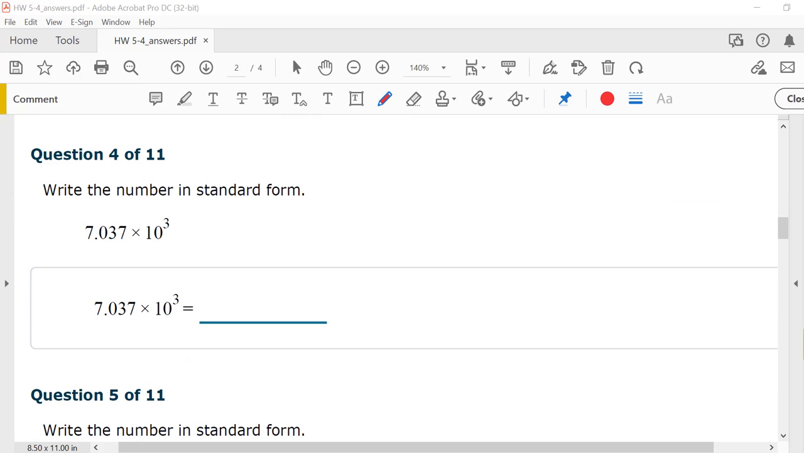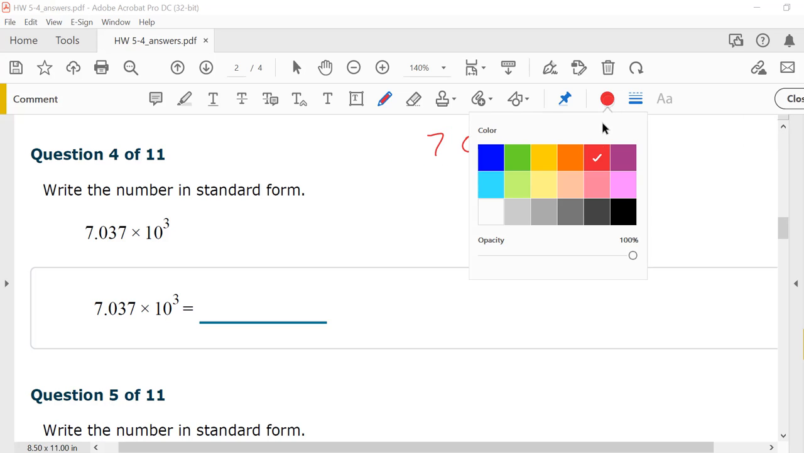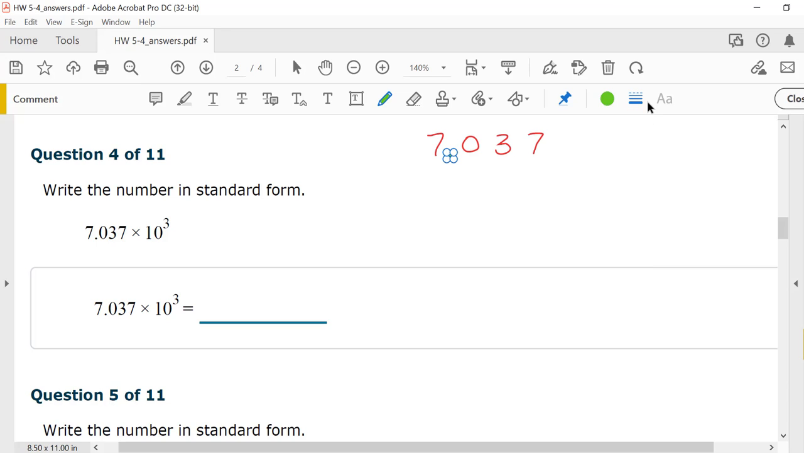Question 4. Write the number in standard form. So they give it to you in scientific notation. They ask you to write it in standard form. So 7037. Okay, in scientific notation, the decimal point is here. But it says to do times 10 to the third. Okay, this is a positive number, so it means I'm going to move the decimal to the right. And I need to move it to the right 3 places. 1, 2, 3.